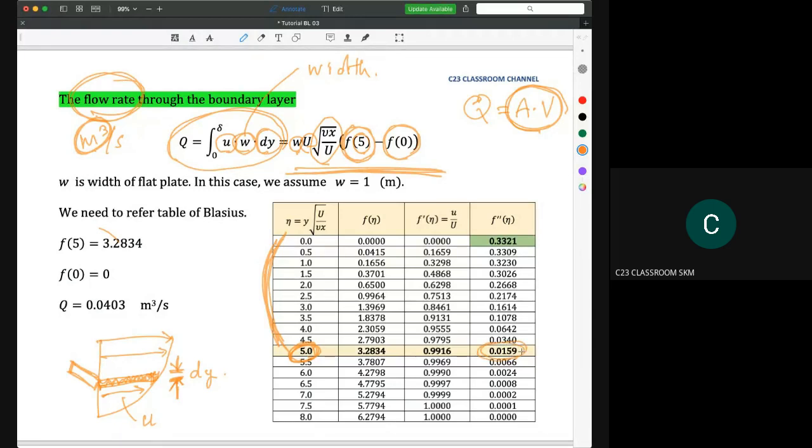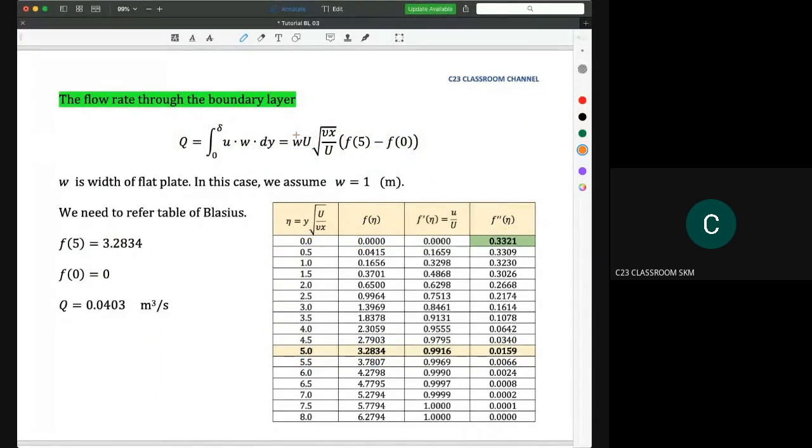So, and then F0, I'm sorry, this is F double prime. So F here is just F, so we take this one. F5 is 3.2834. Okay, and then F0 is 0. So we substitute here, we put 3.2834 here. So we could calculate all of these terms. So we substitute the value.